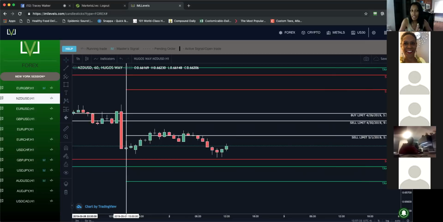The pair is NZD/USD. The sale limit is 0.6632. The take profit is 0.6582. And the stop loss is 0.6682. This is an example. This is not a live trade that we're getting into. It's an example. Everybody with me? That's what we're going to do. So let's come back over here.